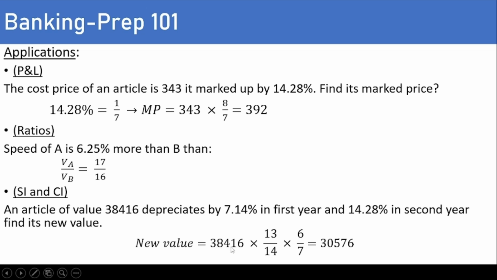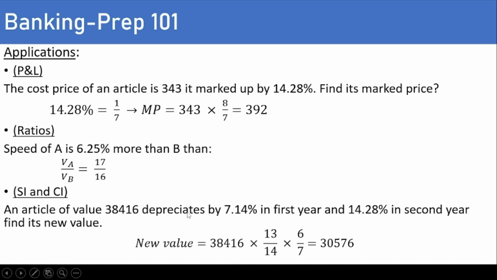New value would be equal to 38416 into, it depreciates by 7.14% in the first year, and 7.14% is 1 by 14, and there's a decrease, so the numerator is subtracted. It becomes 13 by 14, and in the second year there is again a decrease, and we know 14.28% is 1 by 7. Again we subtract the numerator from the denominator, it becomes 6 by 7. So in this way the new value would be 30576.